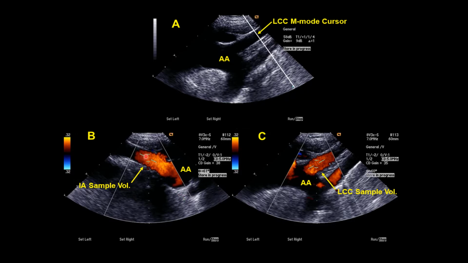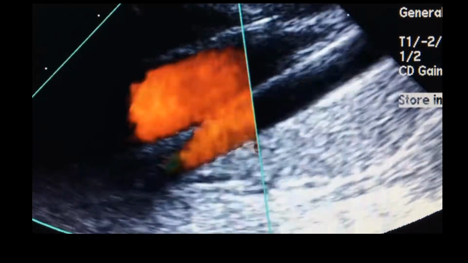You can see the sample volume is placed in the innominate artery, and we've corrected for the angle for flow to 60 degrees. Again, modified aortic arch view. You've got your left common carotid here, your left subclavian artery here. Sample volume has been placed and the angle's been corrected. So that way we can see both pulsation and blood flow, check for flow reversal, and get an idea of how big the pulses are.